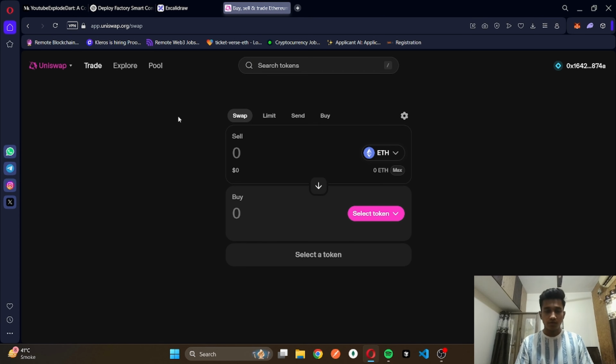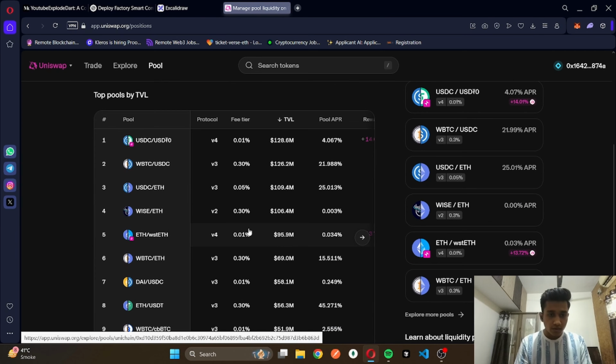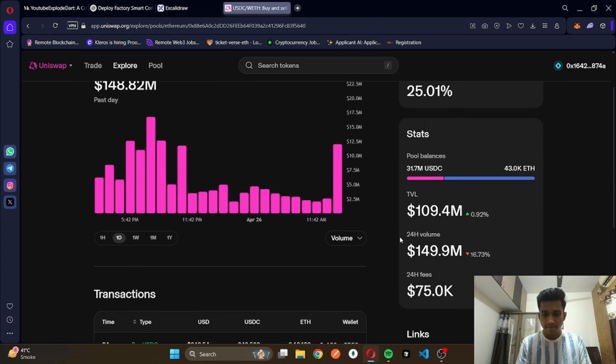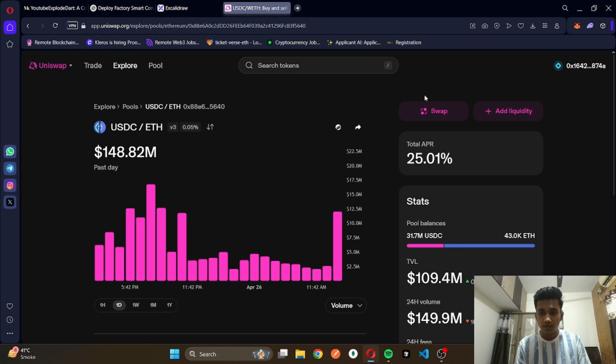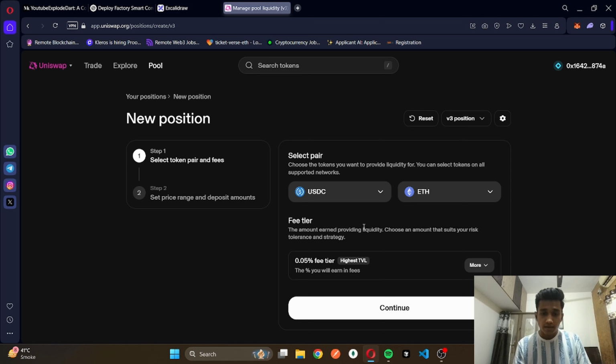Now let's go on Uniswap and explore some pools. So here are the pools. You can check that this is a pool of USDC to ETH. You can go down, and see, there are two options: to swap from USDC to ETH or from ETH to USDC, or you can add liquidity as well. And see, if you add liquidity, you get a 0.05% fee on every swap that happens in this pool.